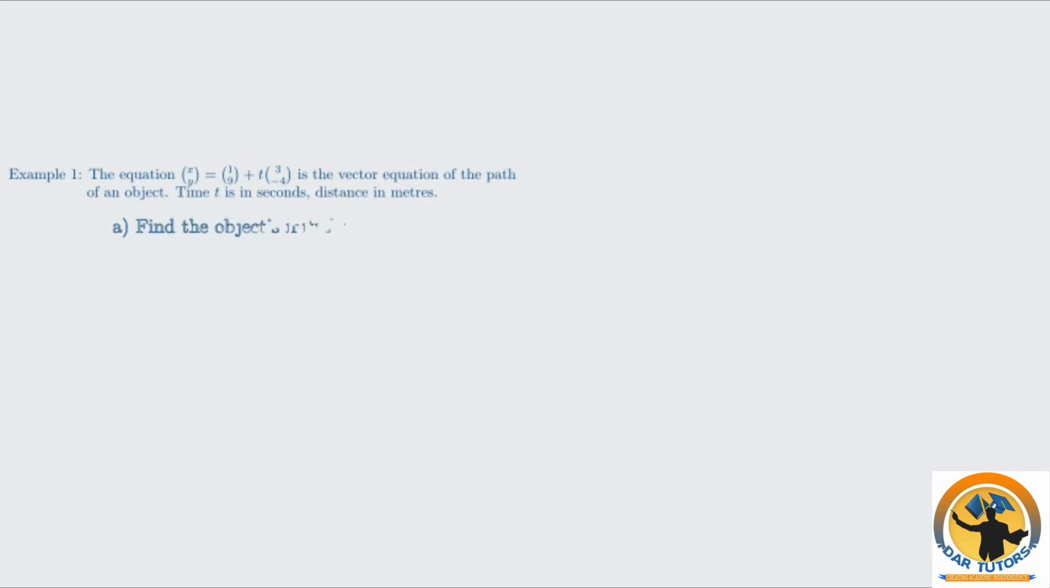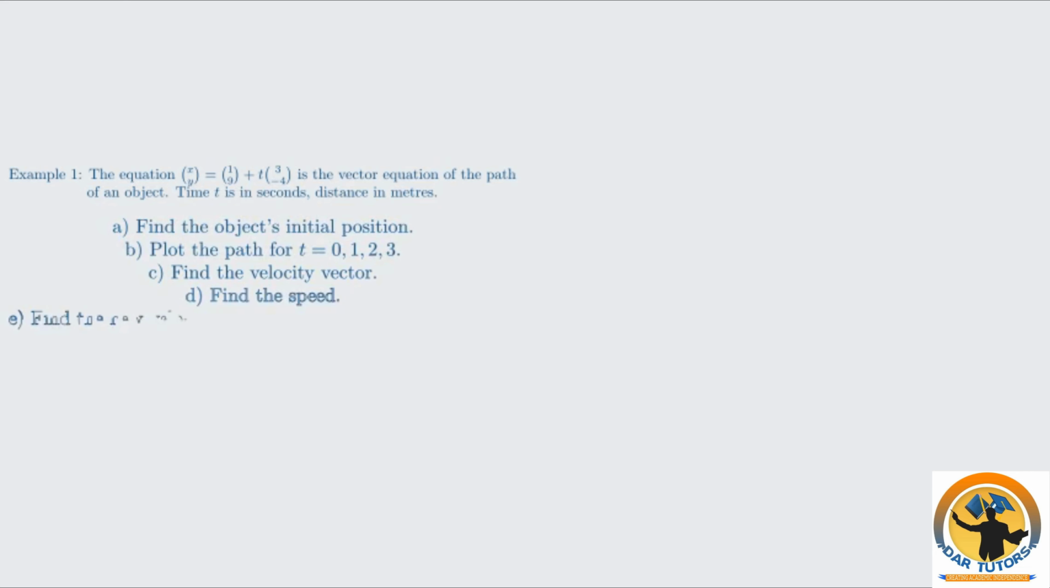Let's consider our first example. An object's path is described by the vector equation. The vector x, y, equals the vector 1, 9, plus t times the vector 3, negative 4. We need to find several things about this object's motion. First, its initial position. Second, we'll plot its path. Third, we'll find its velocity vector. Fourth, its speed. And finally, we'll find a new velocity vector if its speed changes.